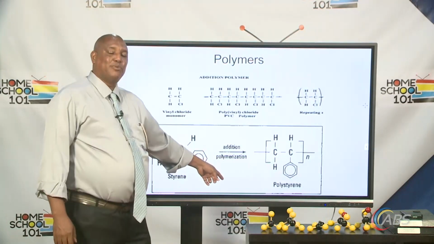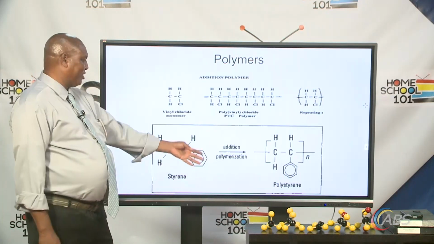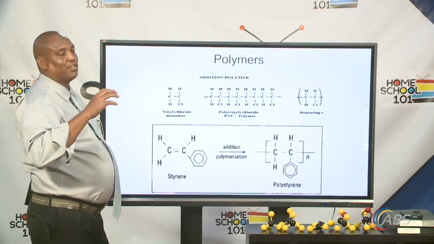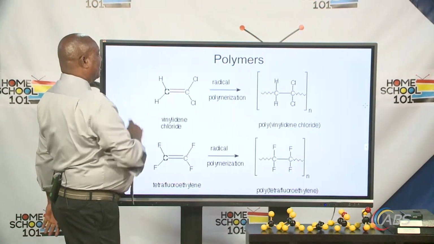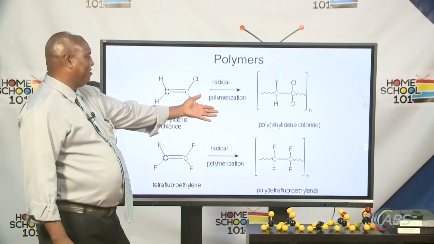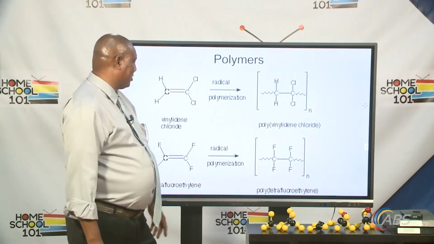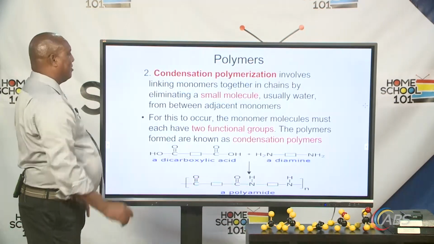These are used to make the food boxes. Okay, those food boxes are made out of polystyrene. The cups that you drink out of, the hot and cold cups, the foam cups, those are polystyrene. And then we can have vinyl chloride producing polyvinyl chloride. We can have tetrafluoroethene producing polytetrafluoroethene. Okay, all of those are polymers or plastics.